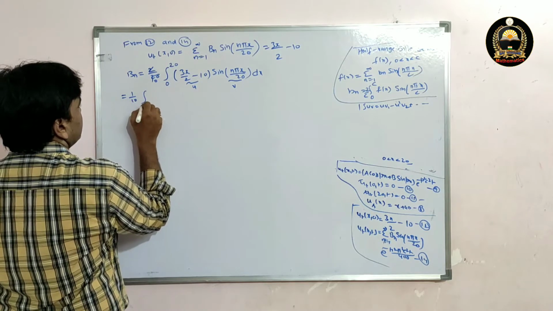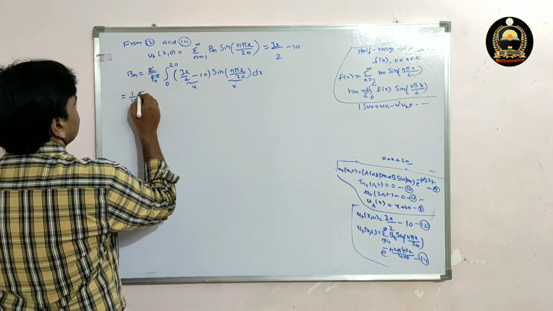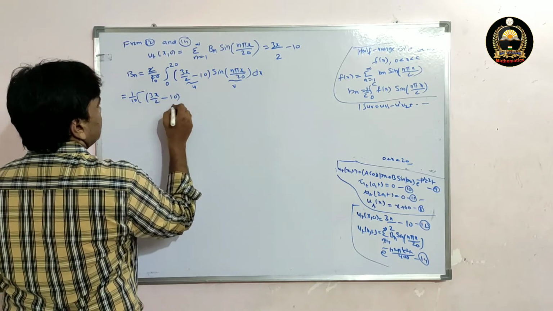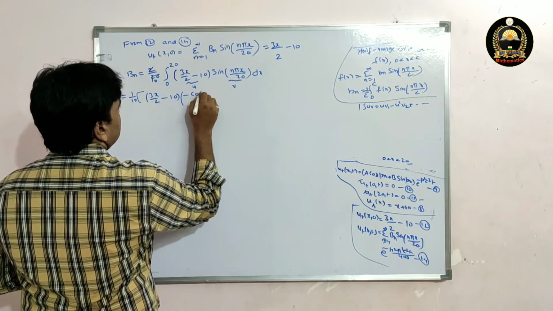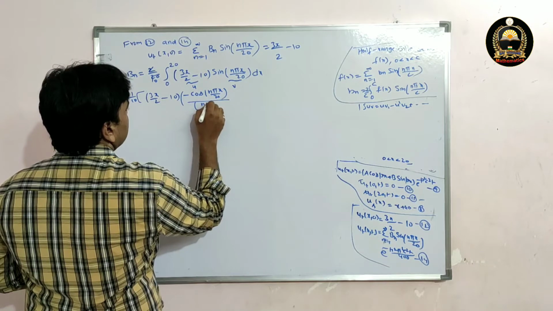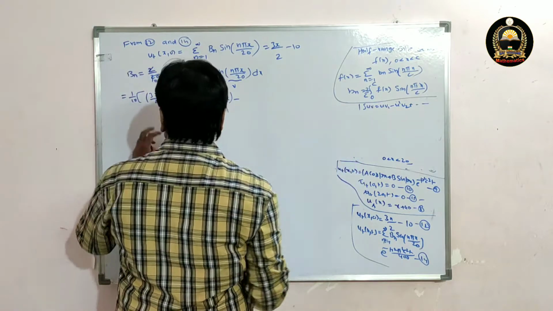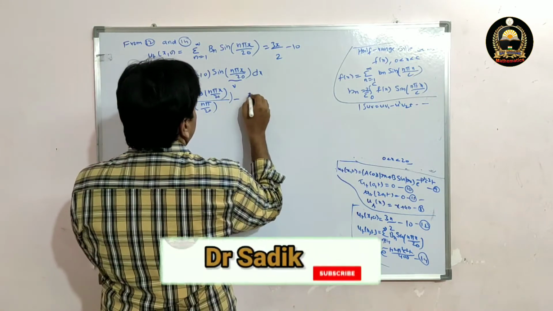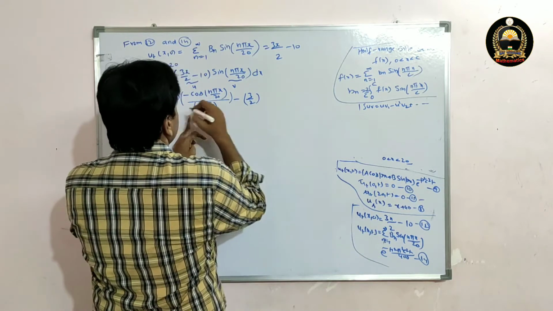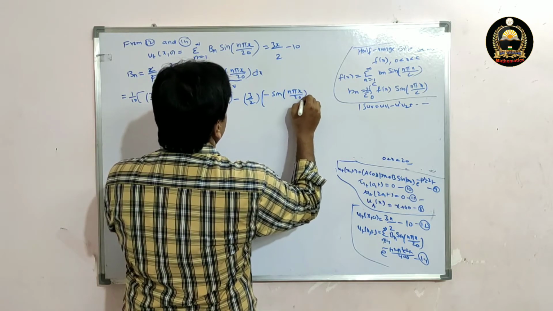Apply the formula, students. So bracket u, that means 3x by 2 minus 10, times the integration of sin n pi x by 20, which is minus cos n pi x by 20 divided by n pi by 20, bracket close, minus u dash. Derivative of x is 1, so we get 3 by 2; derivative of 10 is 0. Times v2, again the integration of this, so we get minus sin n pi x by 20 divided by n pi by 20.